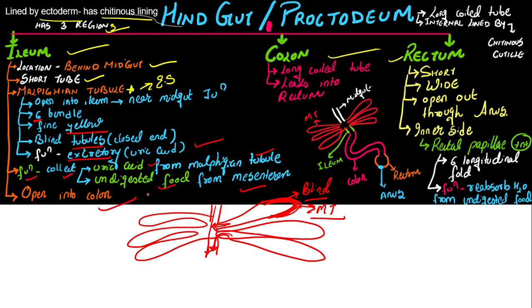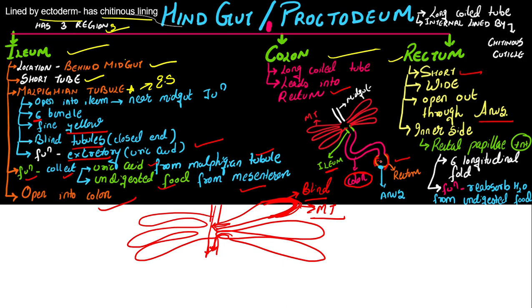Now the ileum is going to open into the colon. What is the colon? It is nothing but the long tube-like structure. Here you can see it is the long tube-like structure. The ileum is the short tube-like structure. The colon is the long tube-like structure which leads into the rectum. Now here you can see the rectum. The rectum is short and wide, and it opens into the anus.